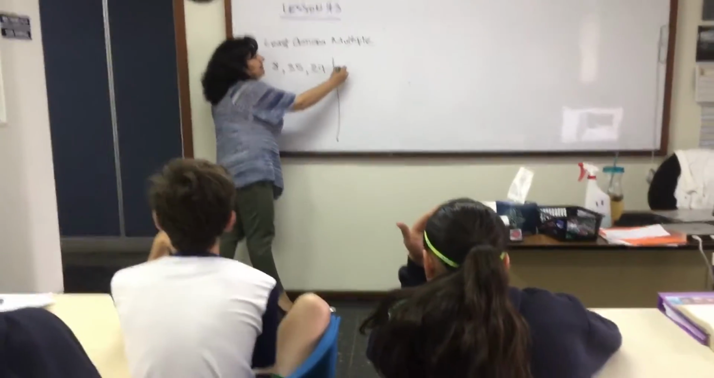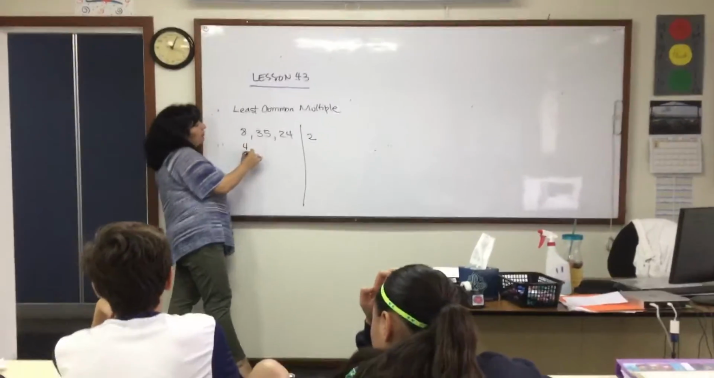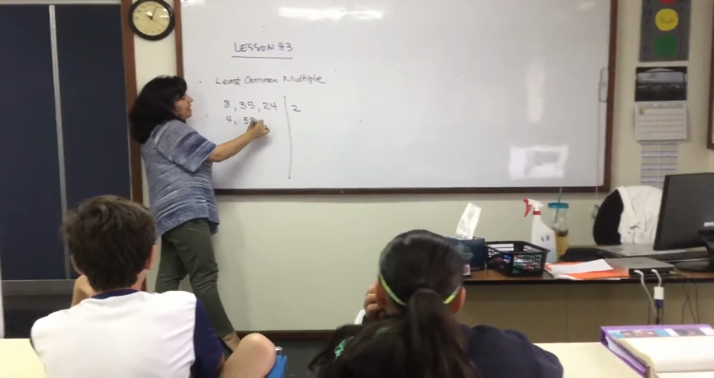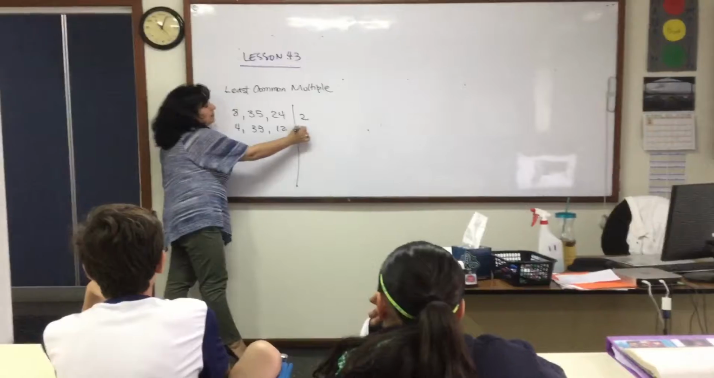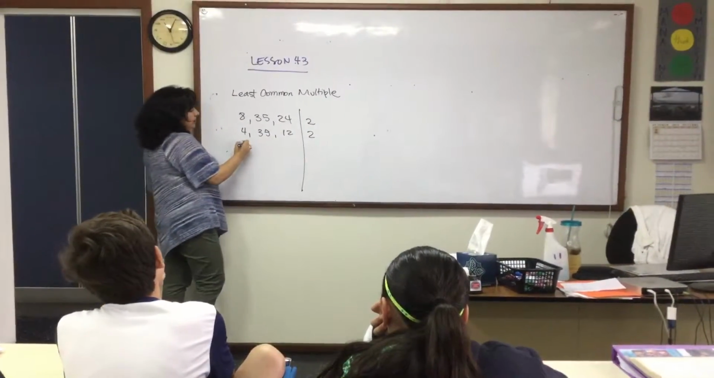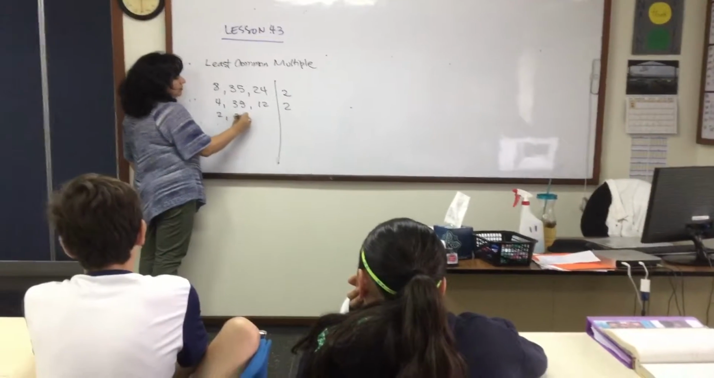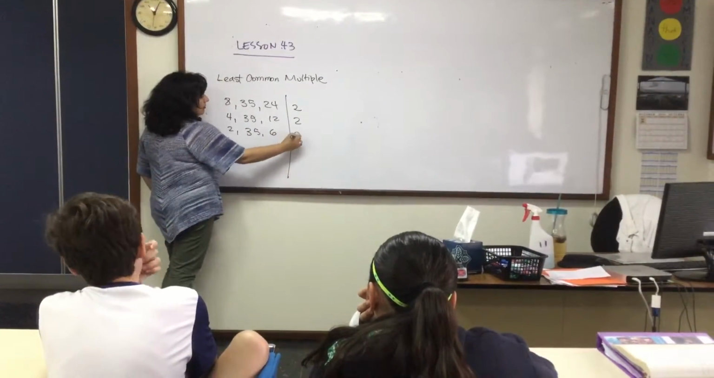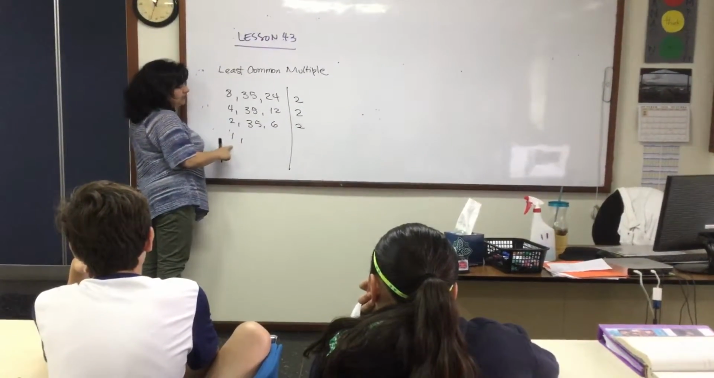So in this case, 2. 8 goes to 4, 35 stays the same, 24 goes to 12. And then 2 again. No, 2. You can't put 4 because 4 is not a prime number. 2, 2, 35, and 6, and 2 again. And 1, so this one's done.